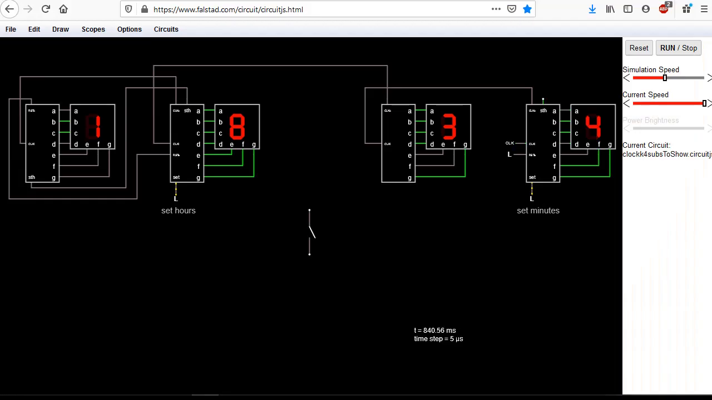So to sum up, your homework is to design a clock with minutes and hours, with functionality of setting both the minutes and hours, but not using just logic inputs, but with push switches.